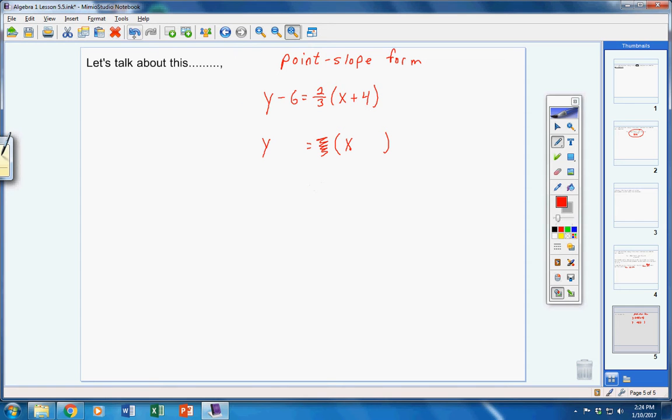It can be a whole number, a fraction, or a decimal. This number right here can be a whole number, a decimal, a fraction, positive, negative. It doesn't matter. So that is the point-slope form. Do you understand?